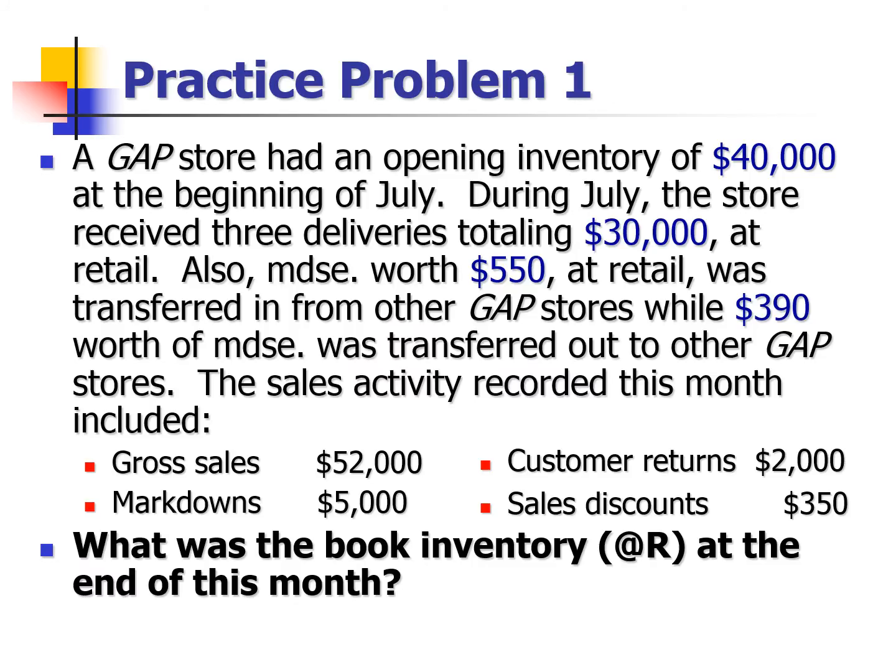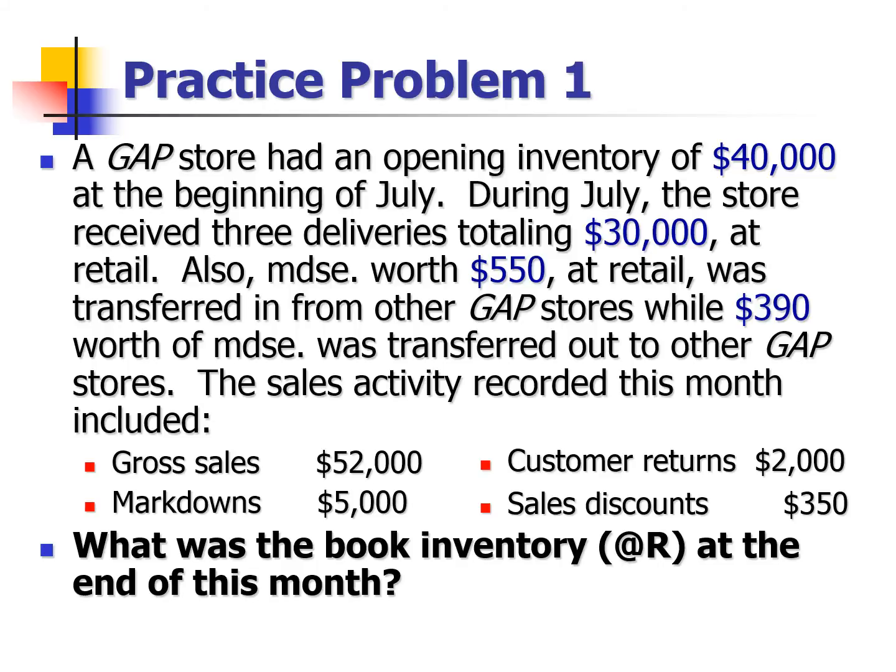Alright, so let's work on this problem, given all the things that we know about how to calculate book inventory at the retail value and how to estimate the cost value of the book inventory. Let's say a Gap store had an opening inventory of $40,000 at the beginning of July. And during July, the store received 3 deliveries totaling $30,000 at retail. Also, merchandise worth $550 at retail was transferred in from other Gap stores, while $390 worth of merchandise was transferred out to some other Gap stores.